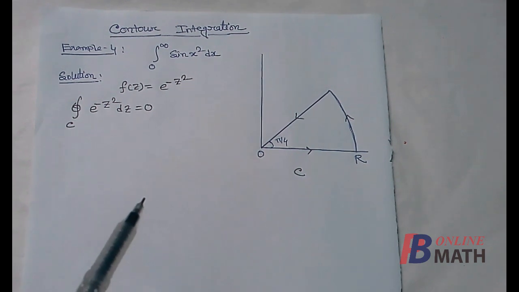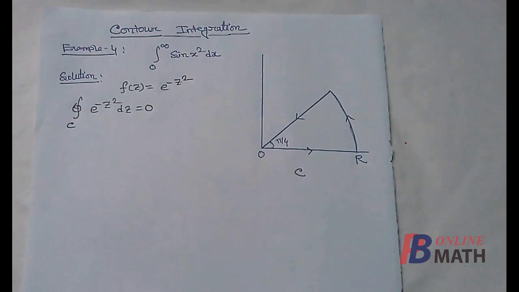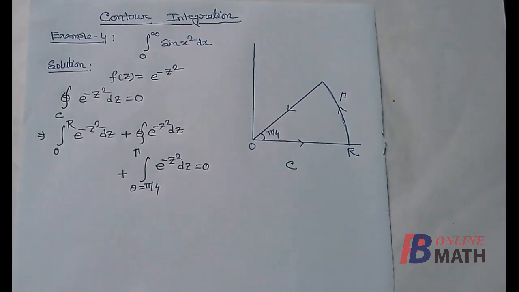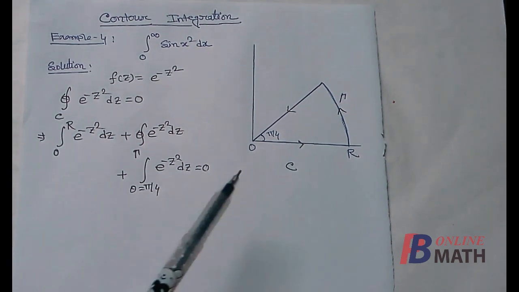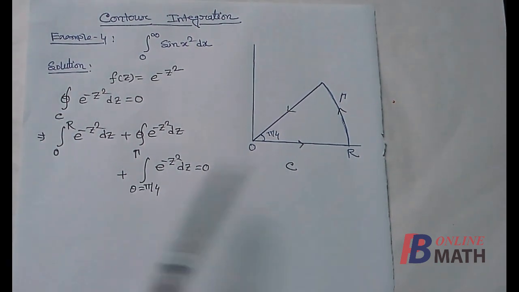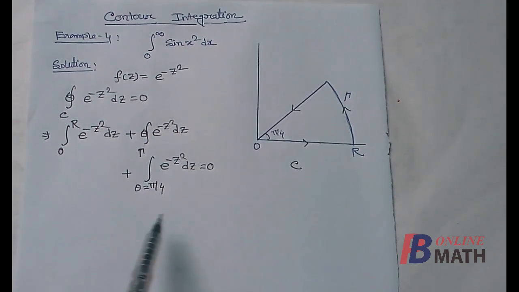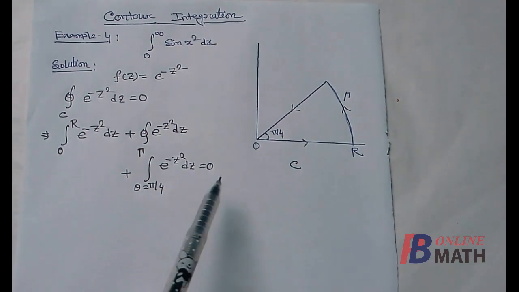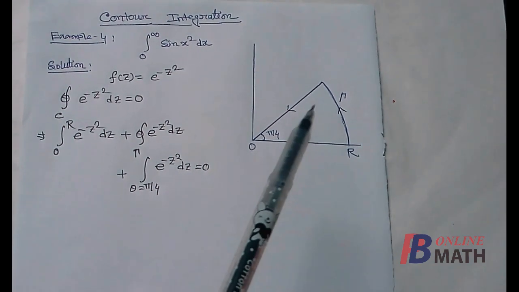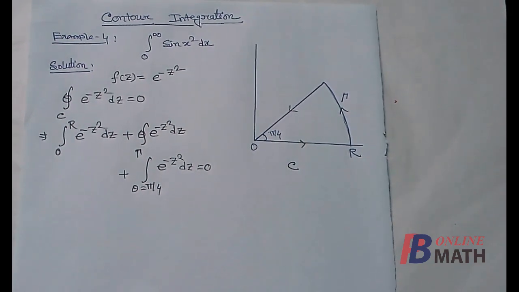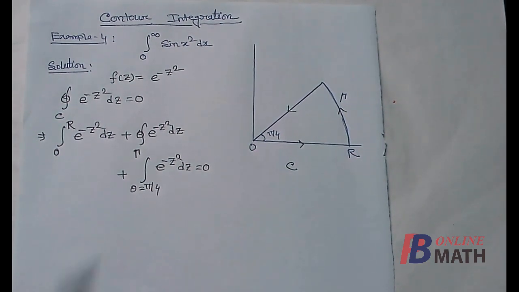Now we shall break this integral into three parts along these three parts of the contour. So here it is. These are the three parts. The first one is from 0 to r along the real axis, and the second one is along this circular arc, and finally this one is along the straight line theta equal to pi by 4. And remember, we have to use this direction. Now we shall evaluate these integrals one by one.